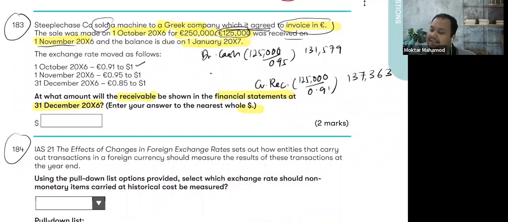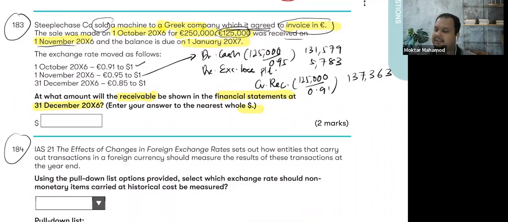Okay, and then the balance you're going to debit exchange loss in the profit or loss. The important thing here will be your receivable balance, but it is fine. Exchange loss in the profit or loss, you're going to get 137,363 minus 131,579. So 5,783. So this is your second transaction, and this one is on 1st November year 6.